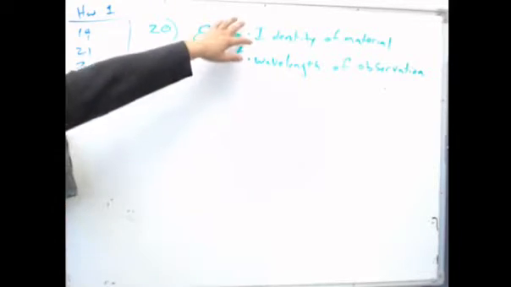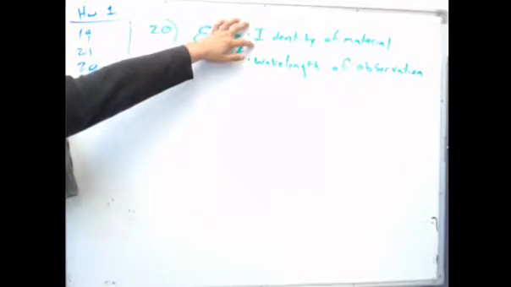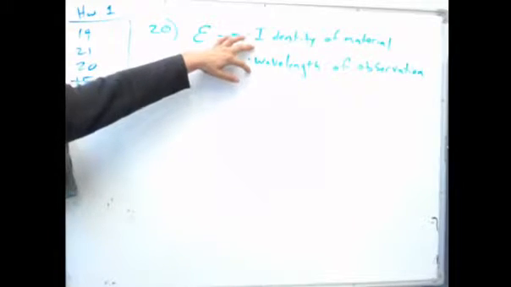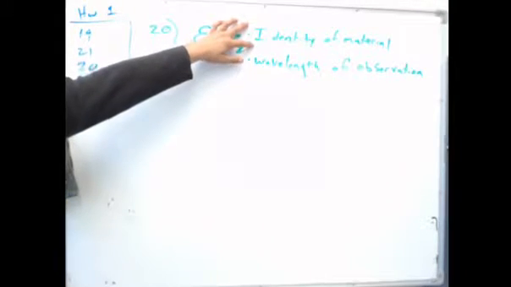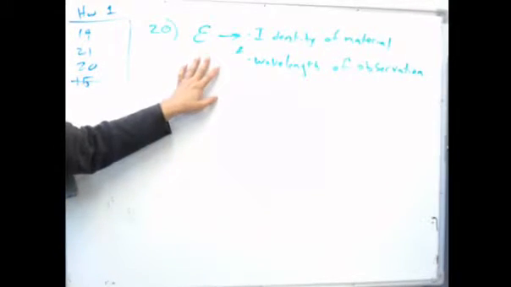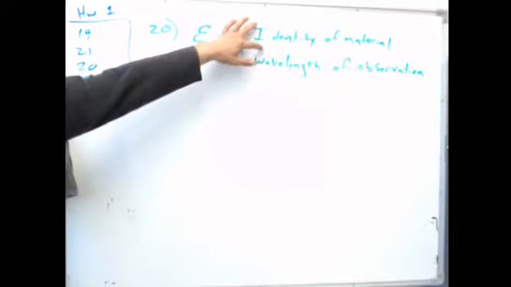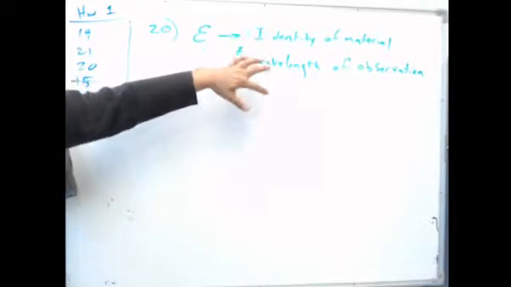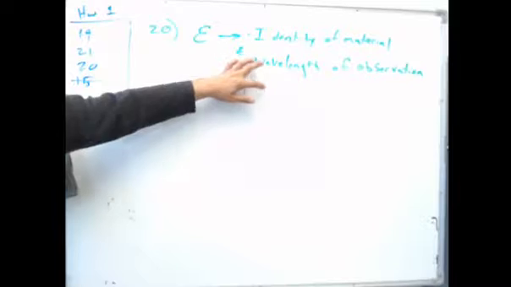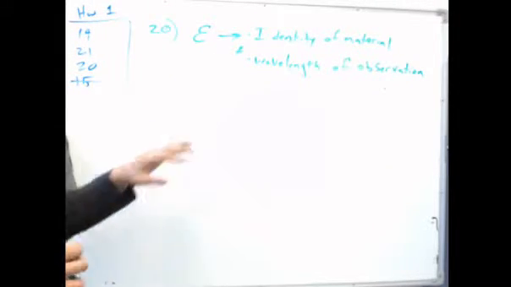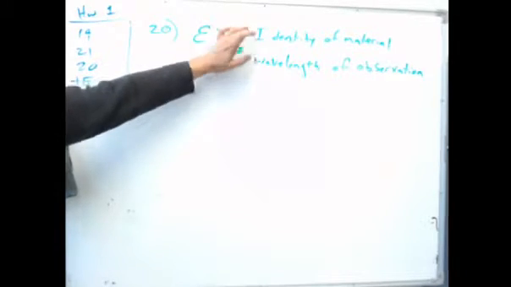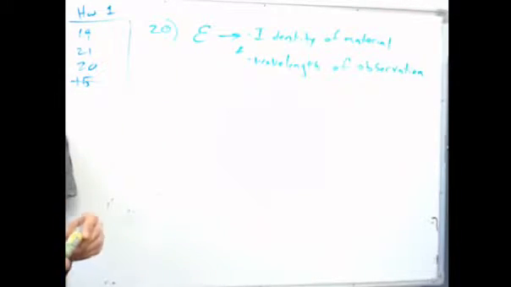That is to say, as long as it's the same material, same chemical compound, and we're observing at the same wavelength, epsilon is the same. If we change the chemical compound, we need a new epsilon. If we have the same material but change the wavelength, we need a new epsilon. If either one of these things changes, we need a new epsilon for that observation.